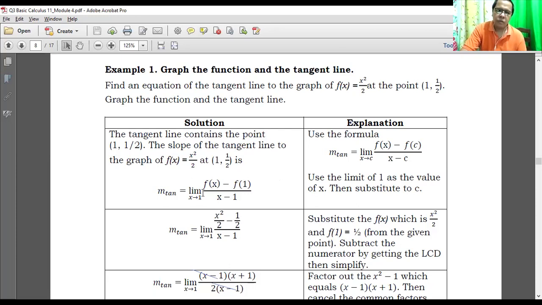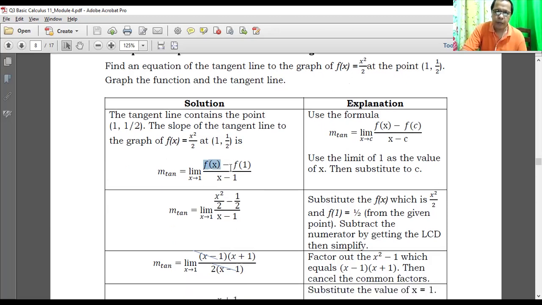So, we already know, using the slope of the tangent line equation, then you substitute 1 for c, right? As x approaches 1. And then function of 1, okay, function of 1, and then x minus 1. You just substitute this point into the equation. But we know that function of x is just equal to x squared over 2.